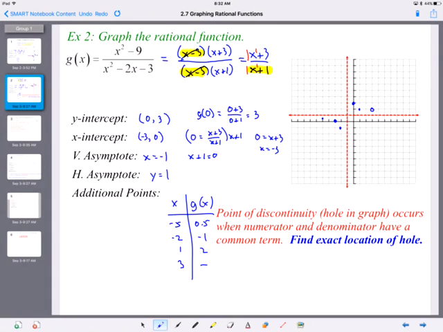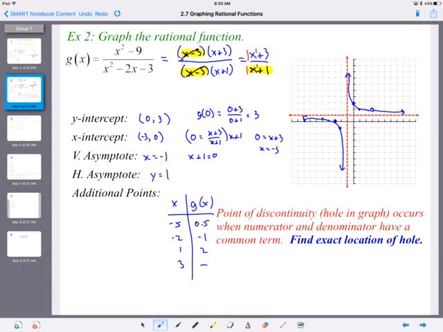So our graph will look like this, and then on the top right corner there's going to be a break. There's going to be another break in the graph, not a vertical asymptote, but a hole in the graph. So where is that hole located?